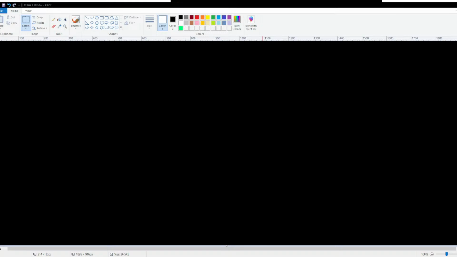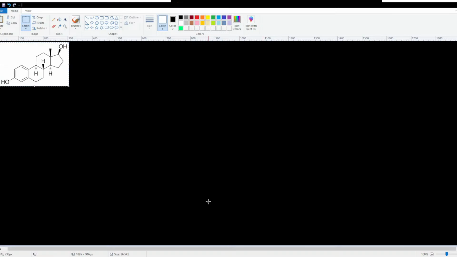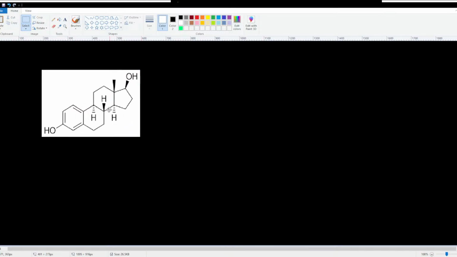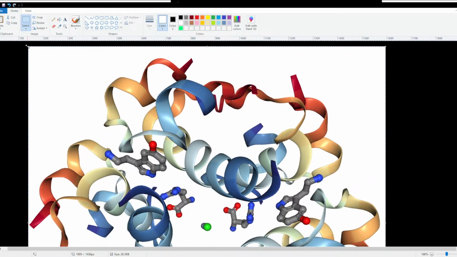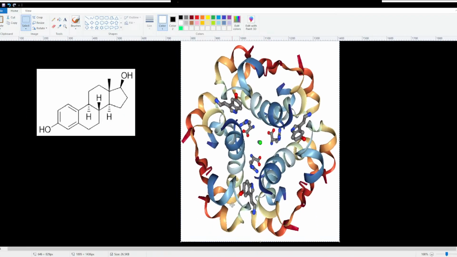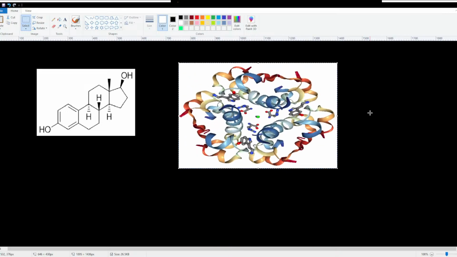Oh, that's not going to work. Okay, perfect. This is estrogen, and let's look up insulin as well. Whoa, okay, that's way too big. Okay, so this is insulin on the right, and this is estrogen on the left. So, what do you notice about them?